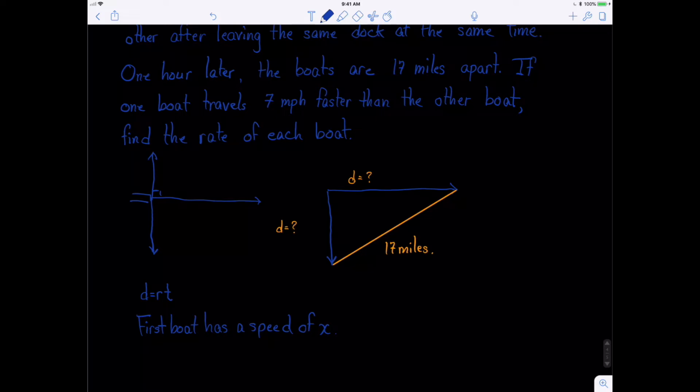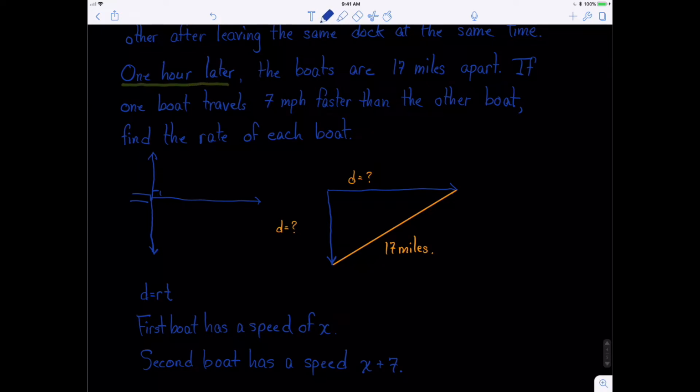Well, what we did is we took the first boat's speed, so the second boat has a speed of whatever the first boat is, plus 7 miles an hour more than that. Then the other piece that we have here is the time. Notice the time was the opening line in the sentence. It was 1 hour later.